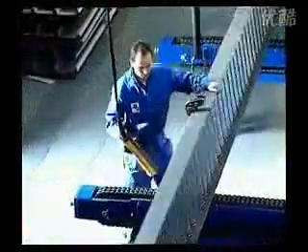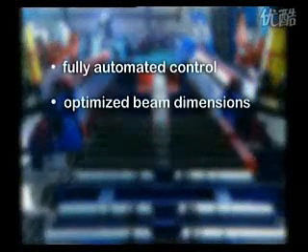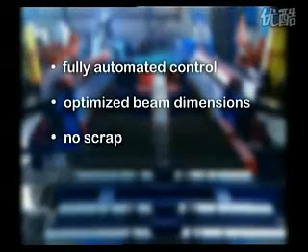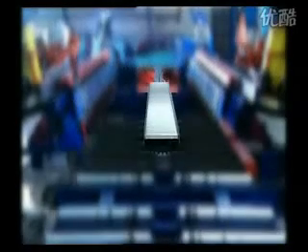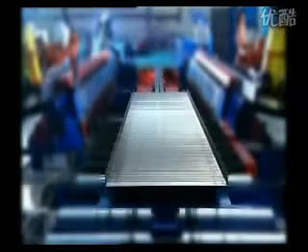Let's briefly summarize the advantages of the system. Fully automated control. Optimized dimensions of the beam to exactly meet the requirements. No scrap as produced on demand. Therefore minimal production costs. A wide range of beam dimensions can be produced in one and the same production line.